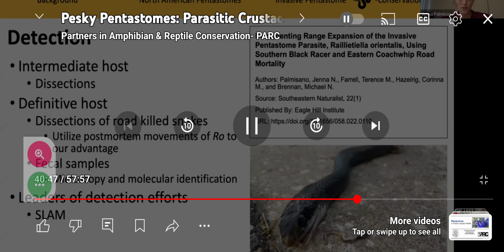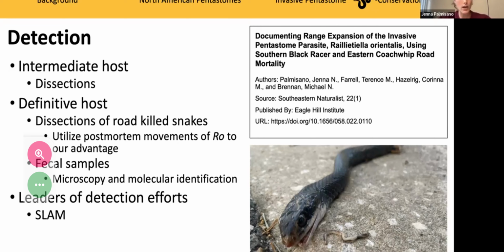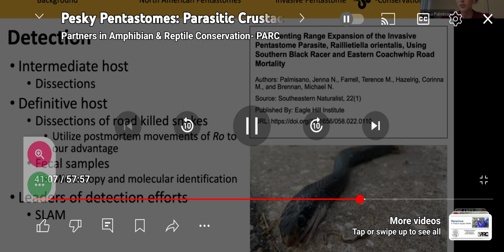So a lot of prevalence data will likely continue to be opportunistic. For live definitive hosts, we can assess infection through fecal sample screening. So these female pentastomes produce hundreds of thousands of eggs. So usually if you get an animal that's infected, like Terry was saying, you can either do a fecal, currently developing a swab protocol to detect infection.